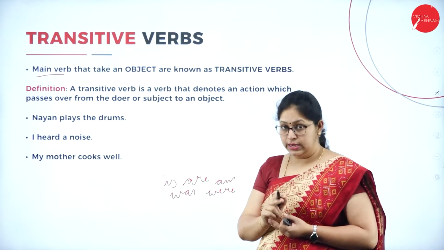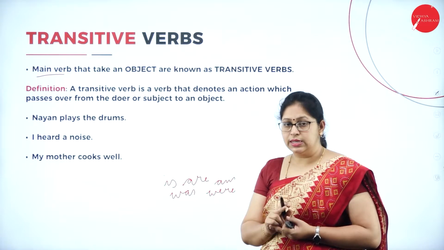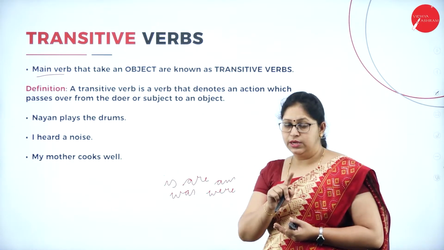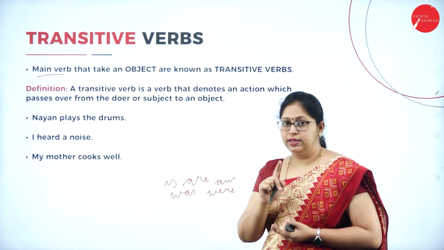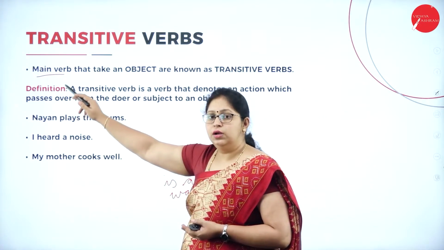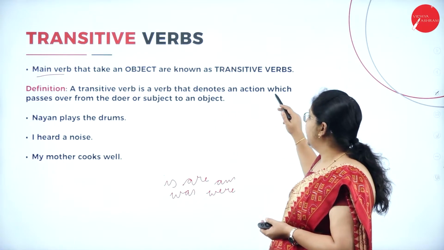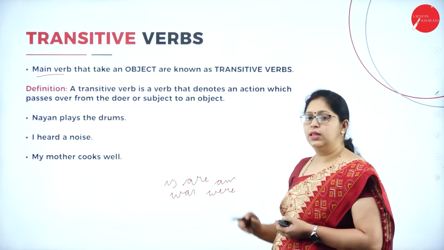Remember, object and main verb. So to remember what is transitive verb, you should remember these two terms, main verb and object. In a sentence, there should be a main verb and an object. Only then it can be the transitive verb. Definition for transitive verb is, a transitive verb is a verb that denotes an action which passes over from the doer or subject to an object.